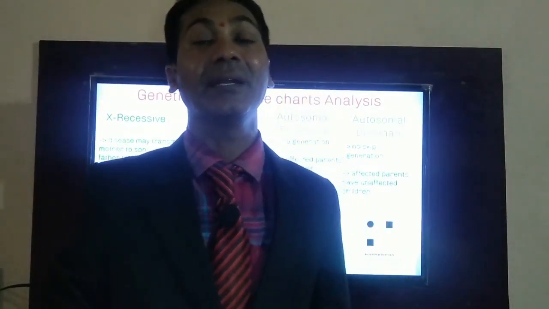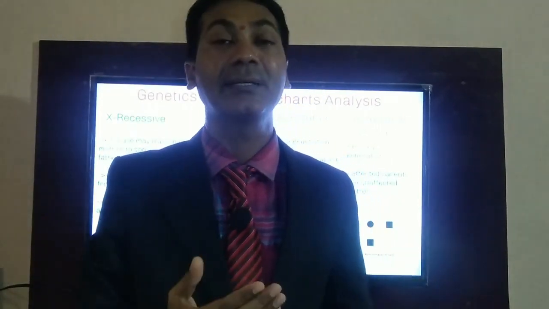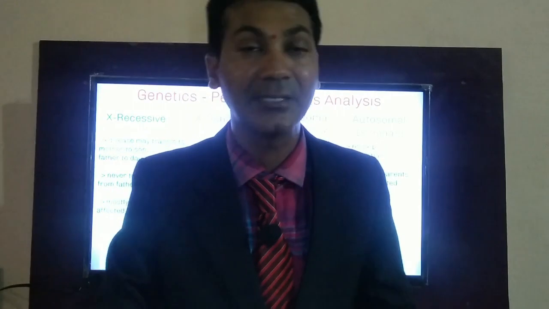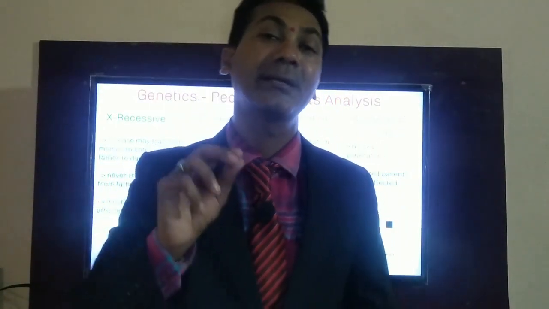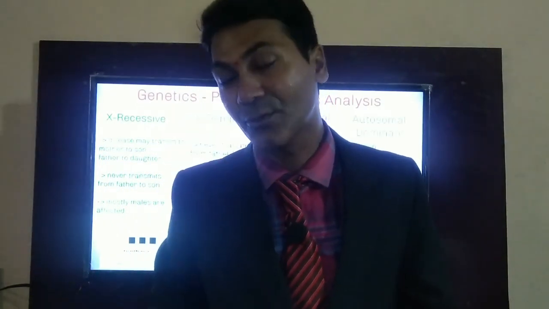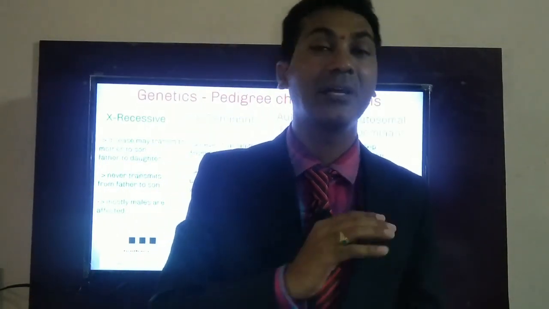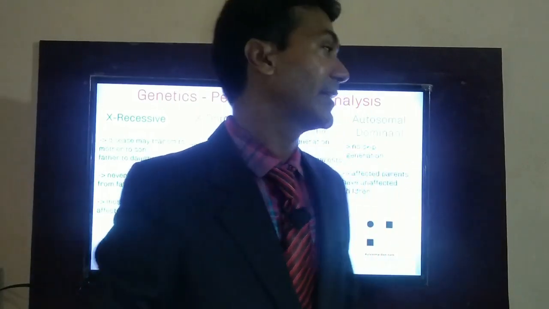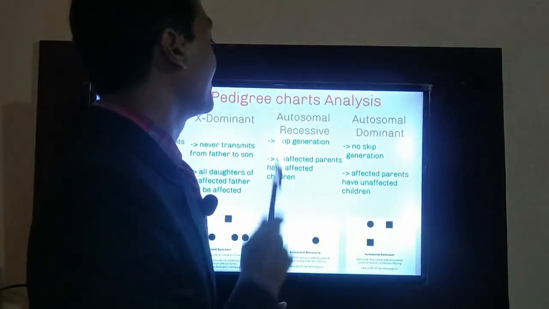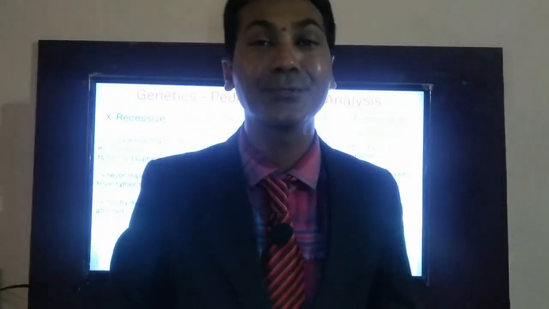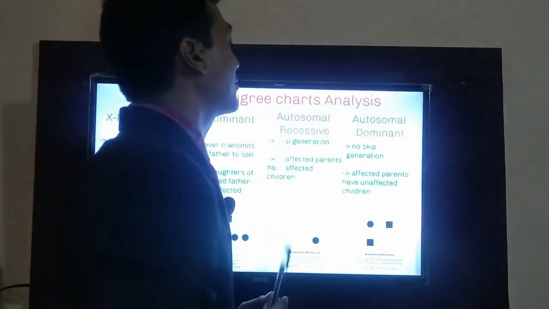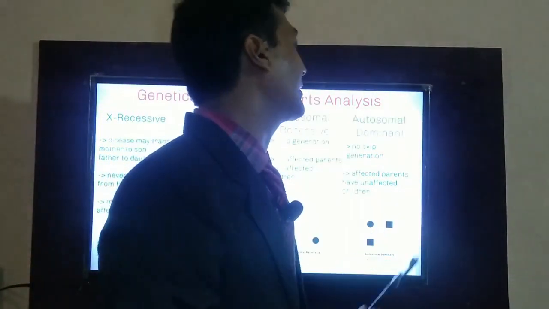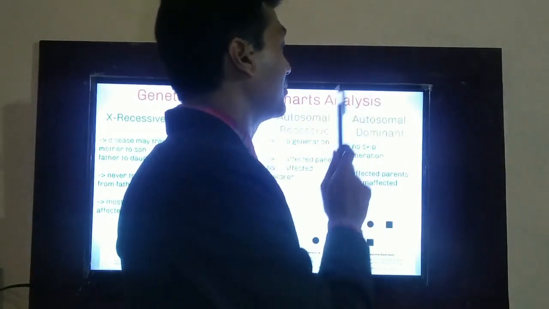Now X dominant: the defective gene or defective chromosome dominates, so X dominant disorder. Here one copy is enough to give the disease, so females having the defective X chromosome will have the disease, and males also have the disease. So that is X dominant disorders. And autosomal, as we have autosomes: if the disorder is recessive, autosomal recessive. If the disorder is dominant, then autosomal dominant.